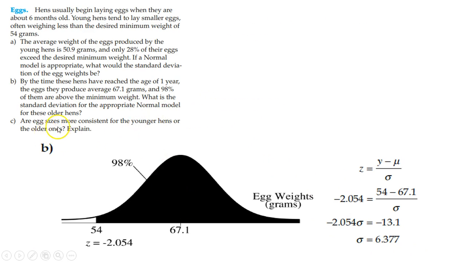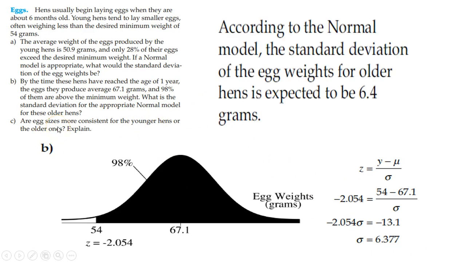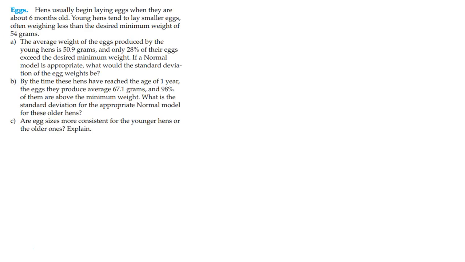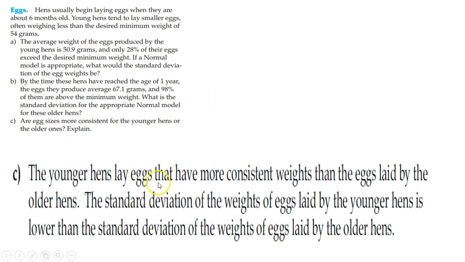And then for part C, it asks, are these egg sizes more consistent for the younger hens or the older ones? The younger hens lay eggs that have more consistent weights than the eggs laid by the older hens. The standard deviation of the weights of the eggs laid by the younger hens is lower, which means they are closer together, which makes them more consistent.